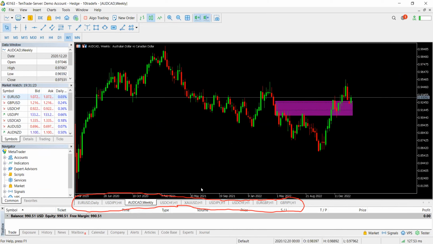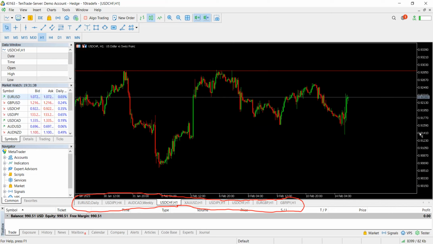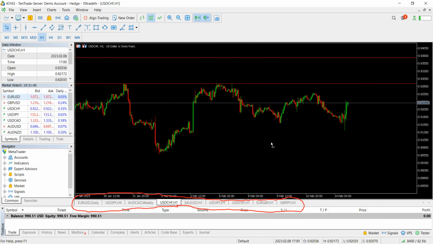Okay, it's as simple as that. So you can open as many currency pair charts as you like. Makes sense? You can open as many as you like. All right, so once you do that, what is the next thing that you want to do?